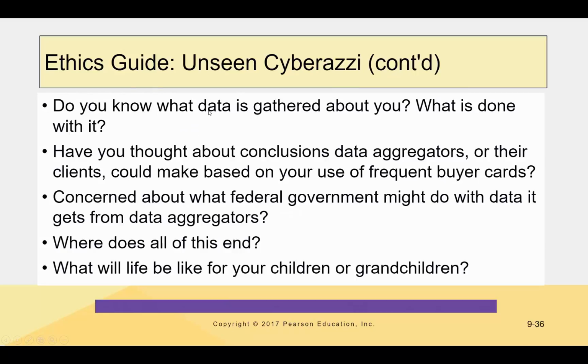Yeah, this is a big deal. Do you know what data is gathered about you and what is done with it? You know, you really don't. You can say, well, I didn't give out that information. You don't have to. Everything about you, birth date, if you have children, parents still living, all of that information is public knowledge. It's out there. Now, should it be public knowledge? Of course not, but now it is public knowledge.